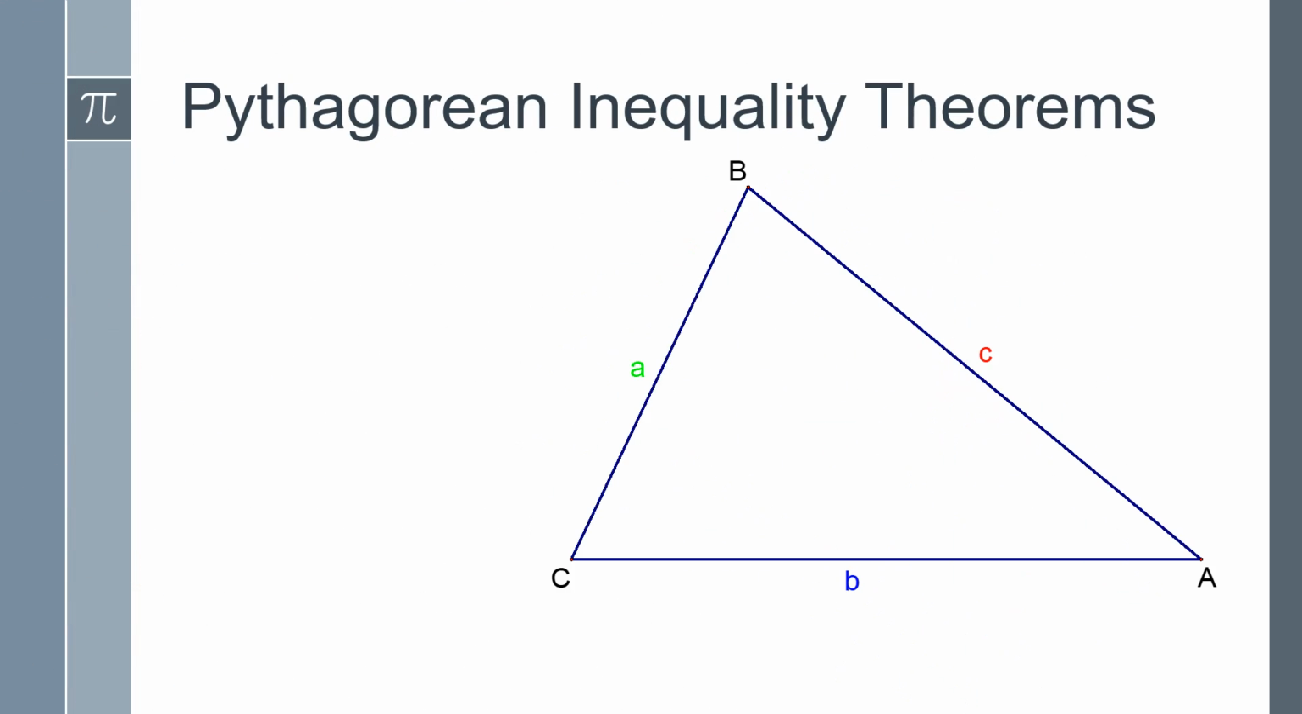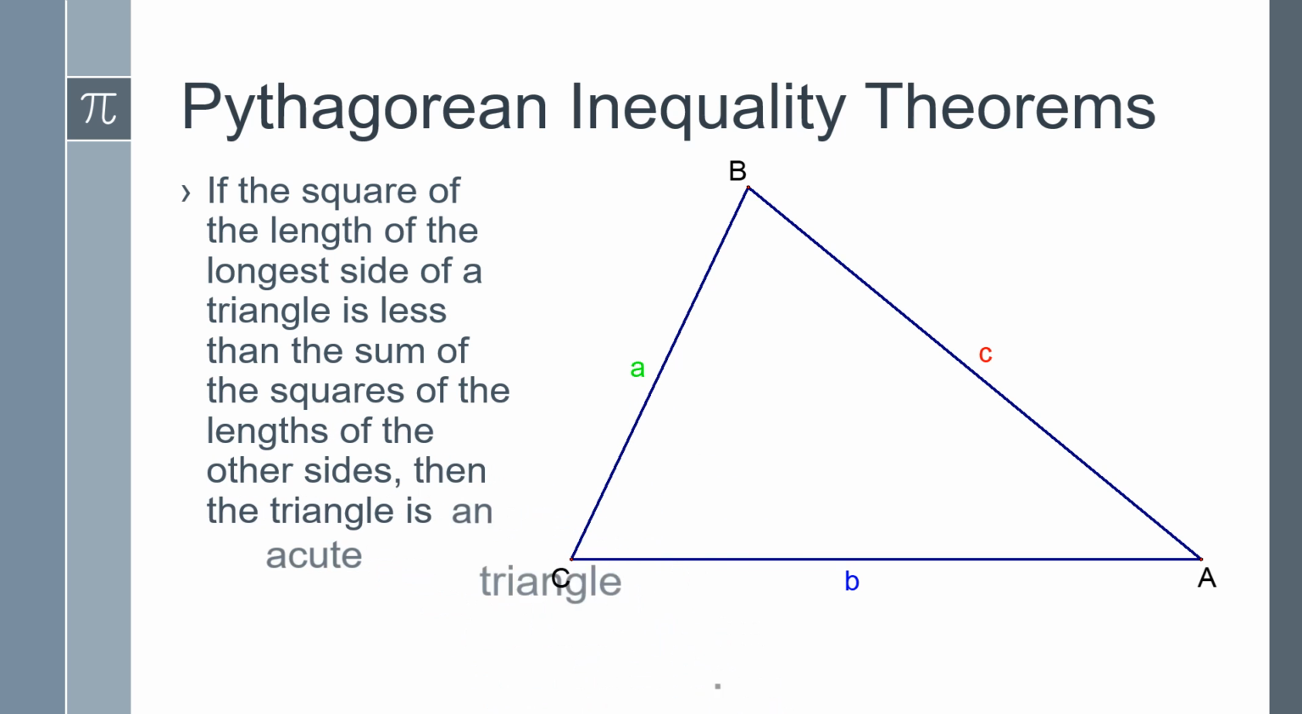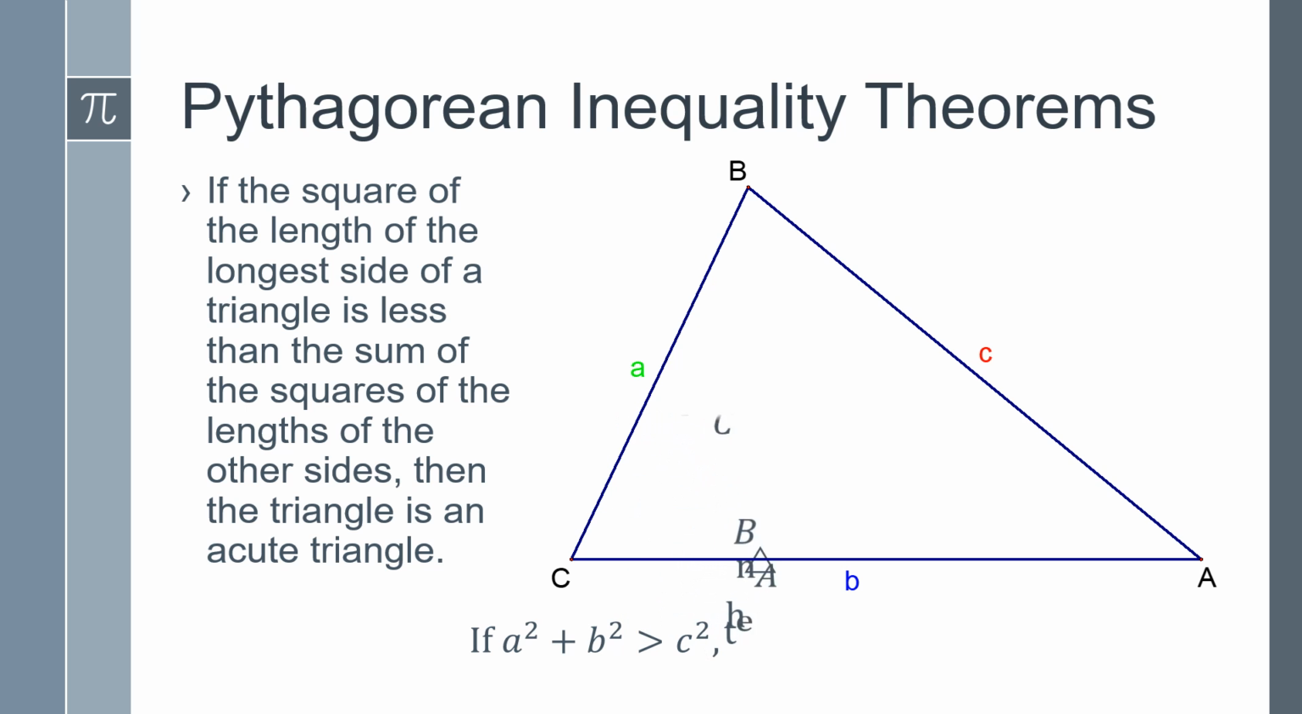So, Pythagorean inequality theorems, right? You're used to the Pythagorean theorem saying, hey, I've got a right triangle. Now, if the square of the length of the longest side of a triangle is less than the sum of the squares of the lengths of the other two sides, then the triangle is acute. So if a squared plus b squared is greater than c squared, then triangle ABC is an acute triangle.